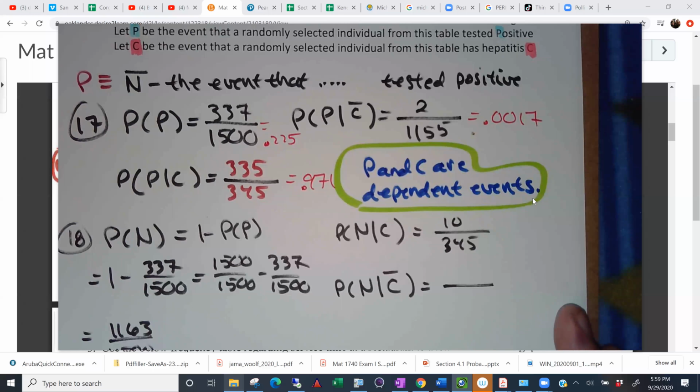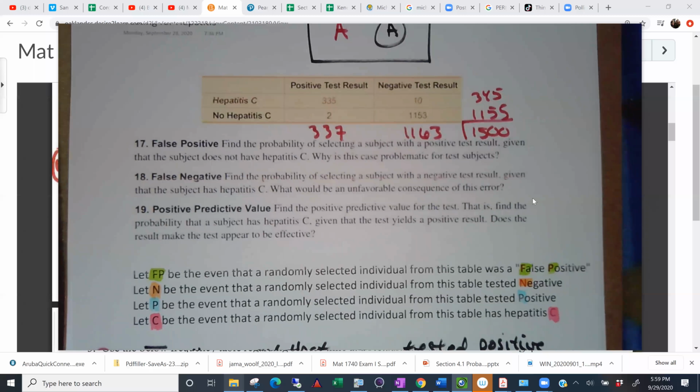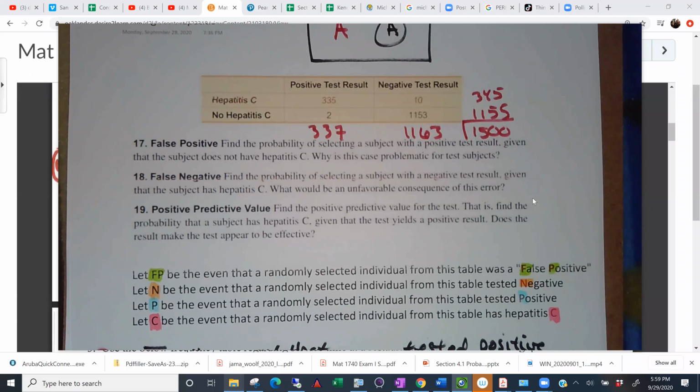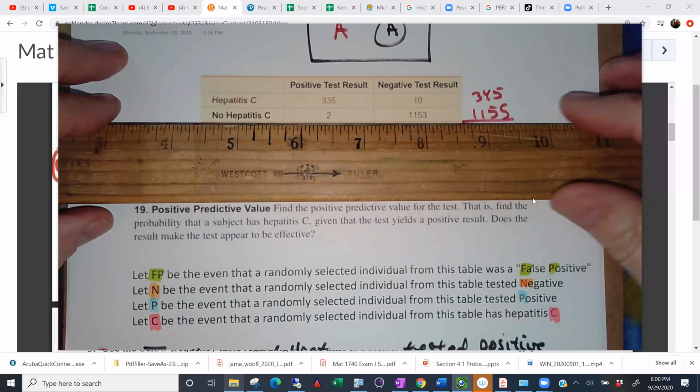Let's try somebody else here. Aiden. Let's take a look at the second one. Probability of a negative result given that they don't have hepatitis C. Where are we at on the table now? That would still be in the negative test result, but it would be in the column of no hepatitis C, meaning that the value would be 1,153 over the 1,500 total. Actually, you're pretty close.